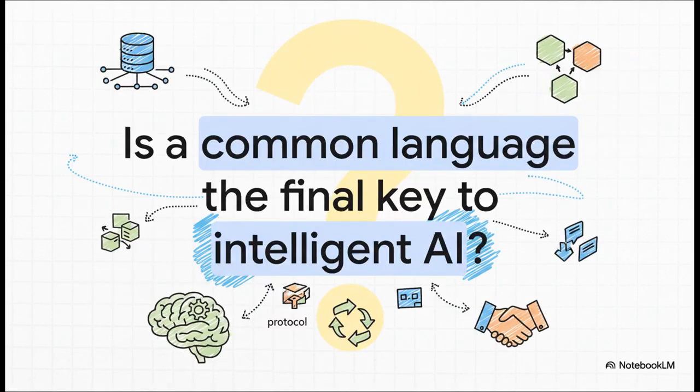So this kind of leaves us with a pretty big question to chew on, doesn't it? As these AI models get smarter and smarter, maybe, just maybe, the most critical breakthroughs won't be about making the AI's brain better, but about our ability to give it a common language to actually talk with the rest of our digital world.